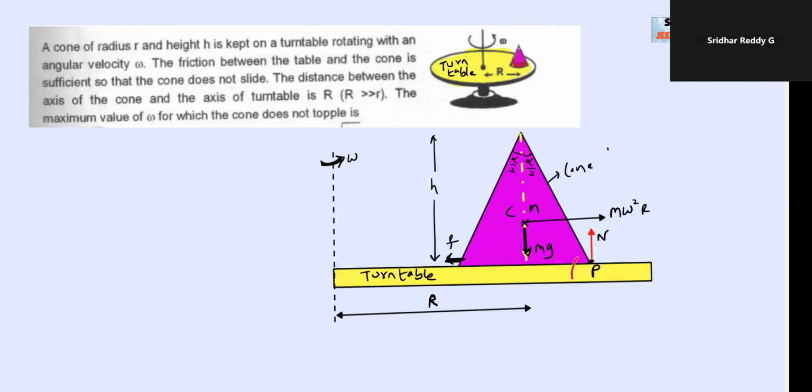The cone has the ability to topple about P. How can we decide that? About the center of mass, the torque due to centrifugal force and mg will be zero. The torque due to friction will be clockwise. Then who should balance it if the cone doesn't topple? Definitely the normal reaction will not act here; it will shift and act through this point. Since we are asking for the maximum, I'm assuming the normal contact to be here. We are discussing just about to topple about P.